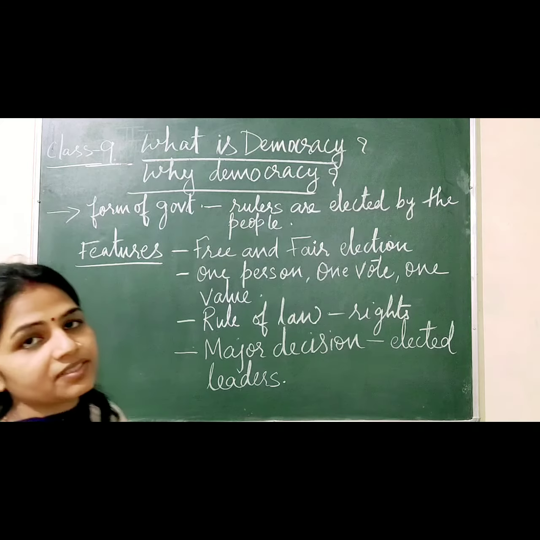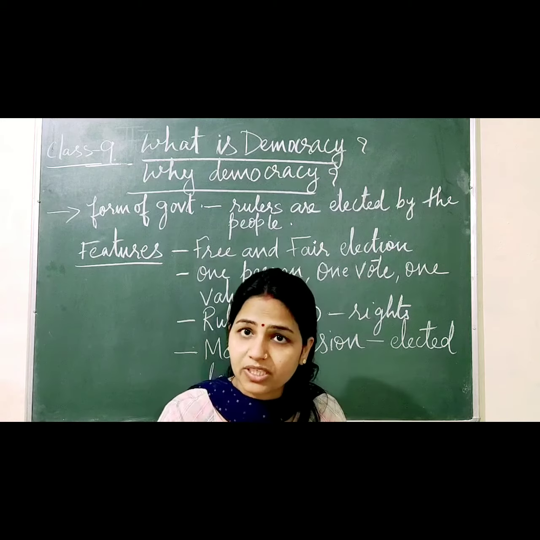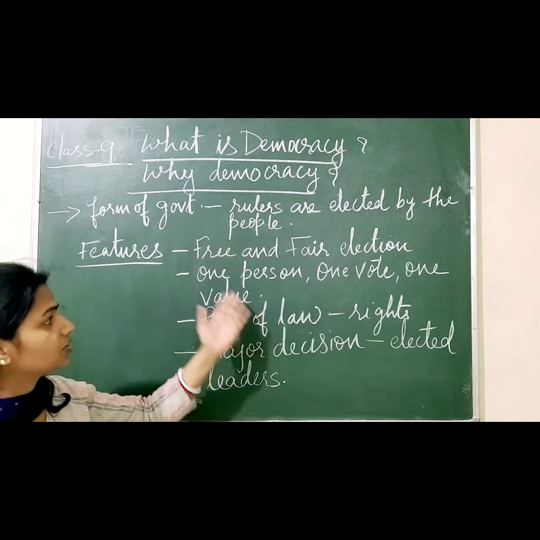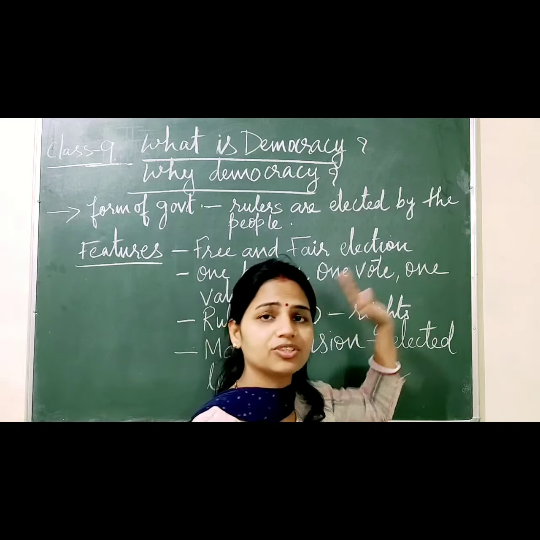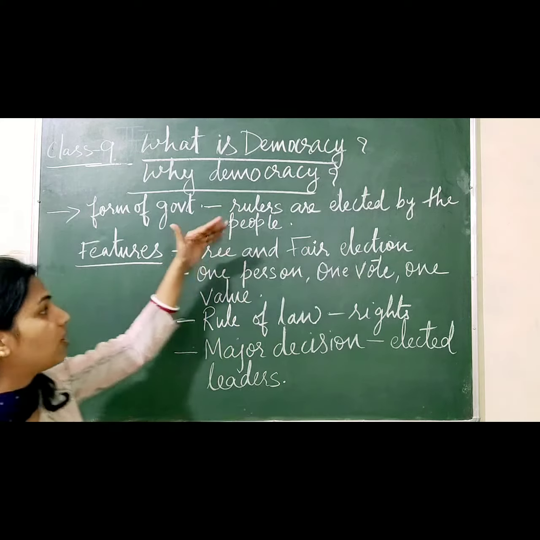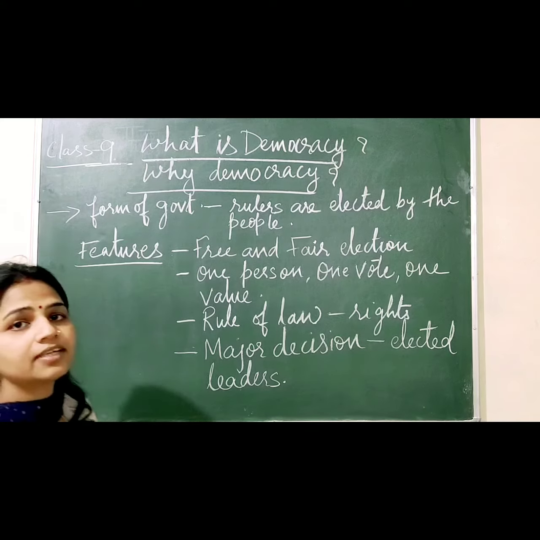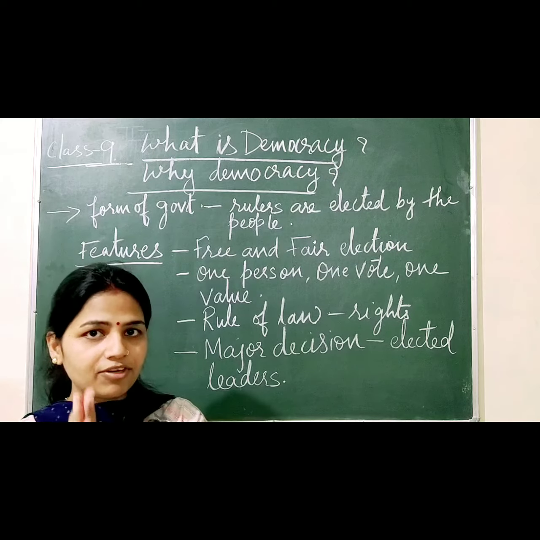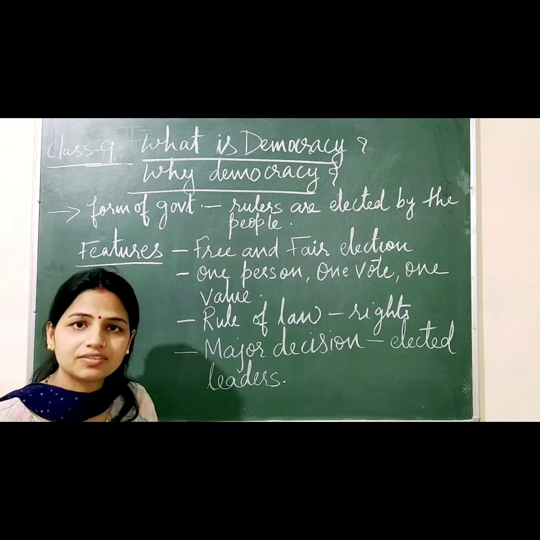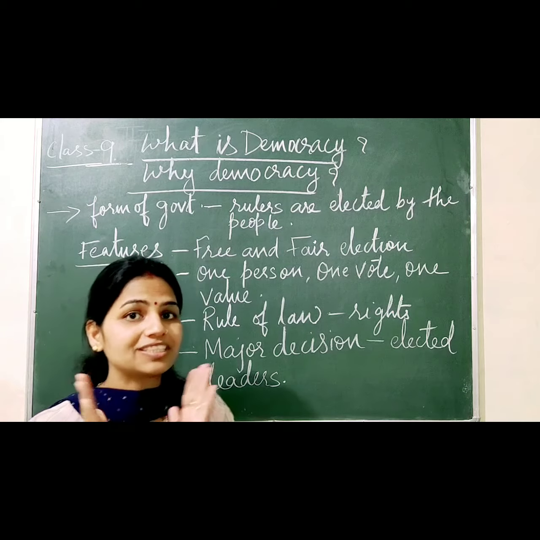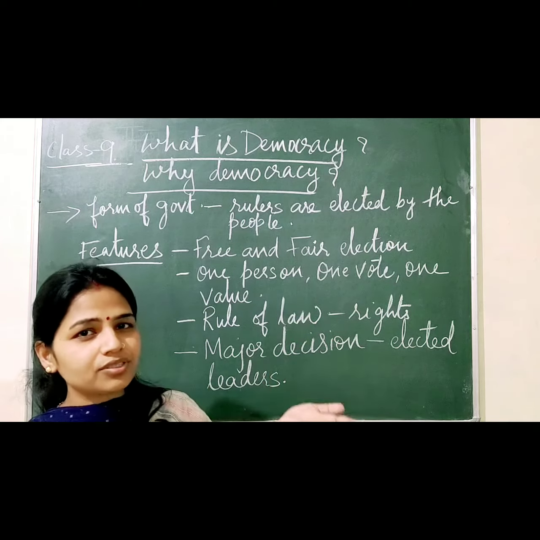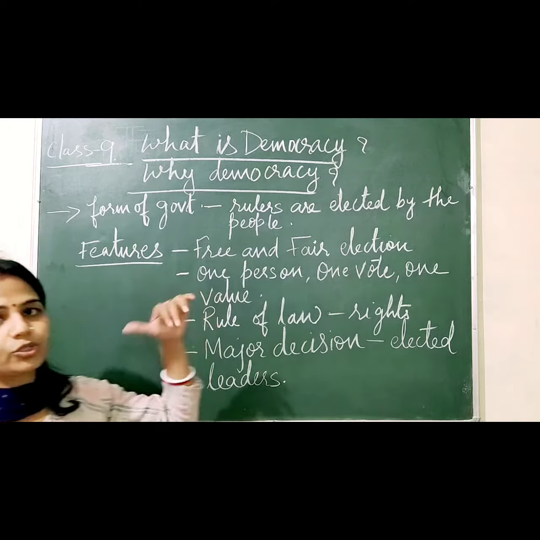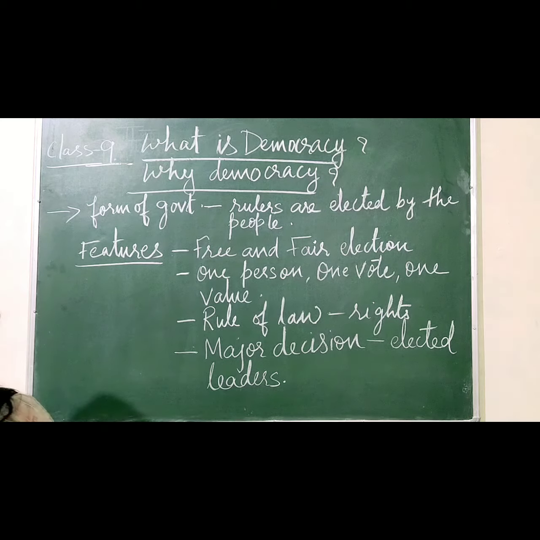Second point: one person, only one vote is to be given, and that vote will be counted as one value. So one person, one vote, one value is also an important characteristic of democracy. Point number three: there are certain rules made so that each and every fundamental right given to the citizens of the country is followed strictly. There are certain laws to protect those rights, implemented in this democracy.